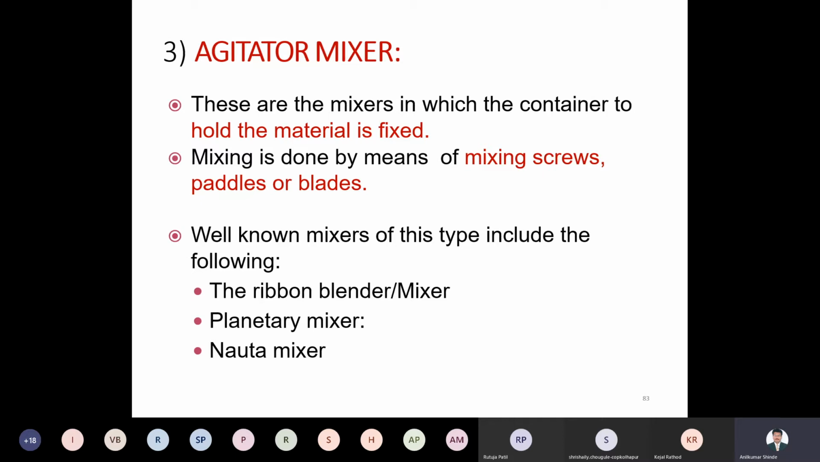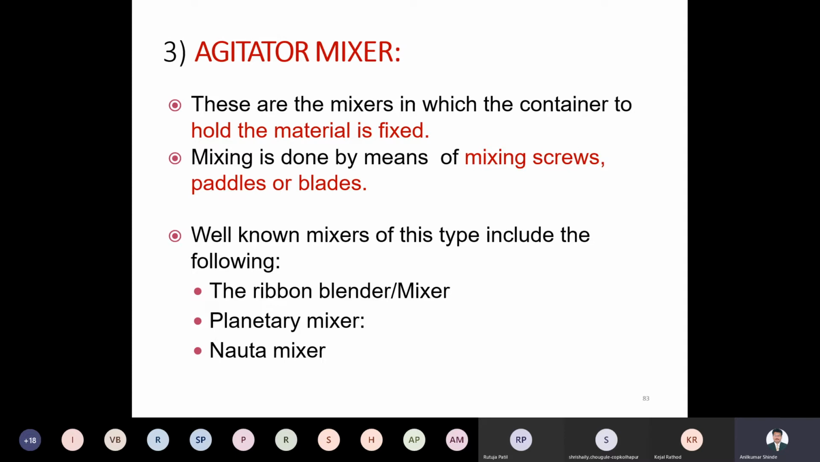So mixing is done by means of different screws, paddles and blades. The agitator mixer, as its name itself says, has agitation at the highest speed of rotation: highest speed of the paddles, the blades, the screws. These paddles or blades are fixed inside the mixer. With the high speed of the blades or the screws, the material can be mixed very well.